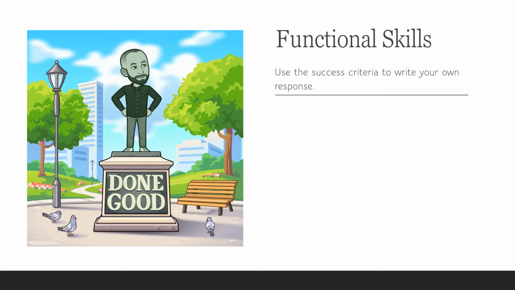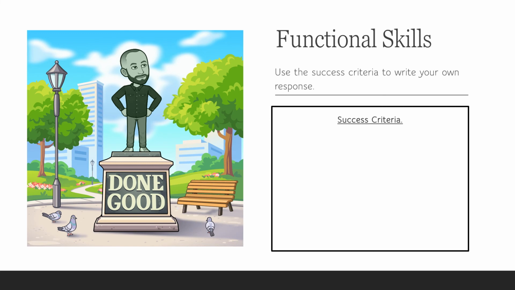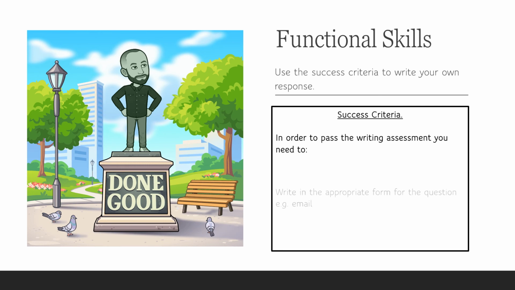Use the success criteria to write your own response. So now that we've looked at an example and we can see that there are some elements that work well and some elements that would definitely improve, use this kind of criteria to help you stay on track. So in order to pass the writing assessment, you need to write in the appropriate form for the question. So if it asks you to write an email, you need to lay it out as an email. The same goes for a letter or anything else that you're asked to write in.